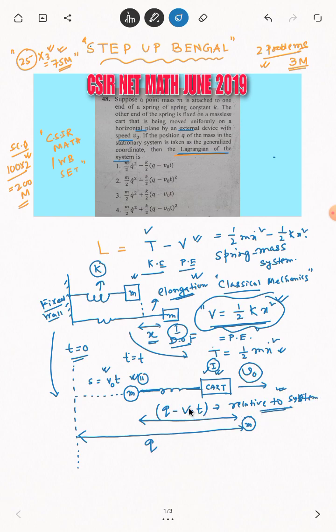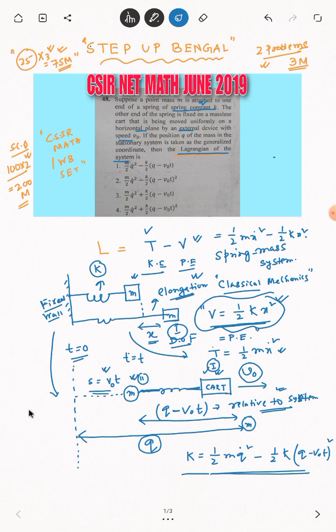For the relative system we all know that if this is q, the total distance, and this is already given, then the relative one is just the difference between the two, so q minus v0t. So what will be the kinetic energy? Kinetic energy will be half m q dot square. What will be the potential energy? The potential energy V will be half k, where k is the given spring constant. This is the conventional idea. So half k into the elongation, which is q minus v0t, whole square. So this will clearly be the answer.